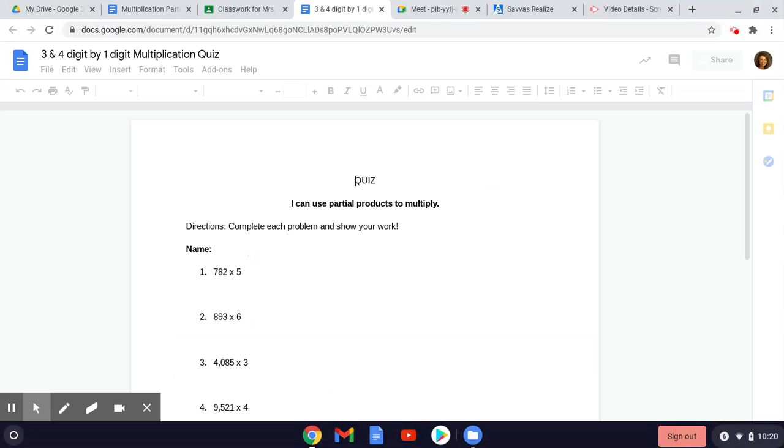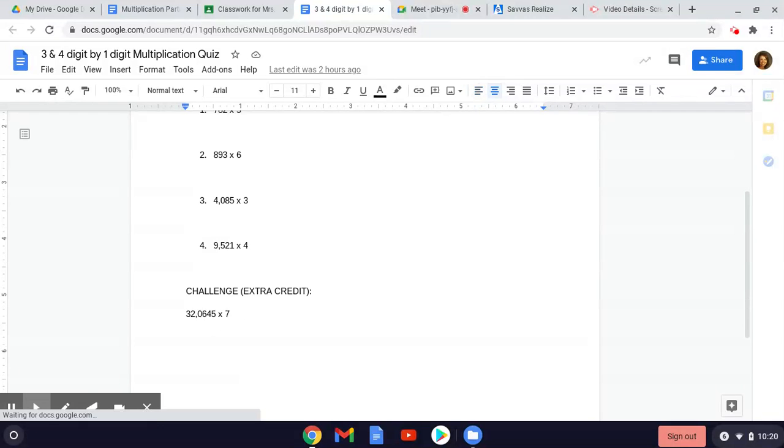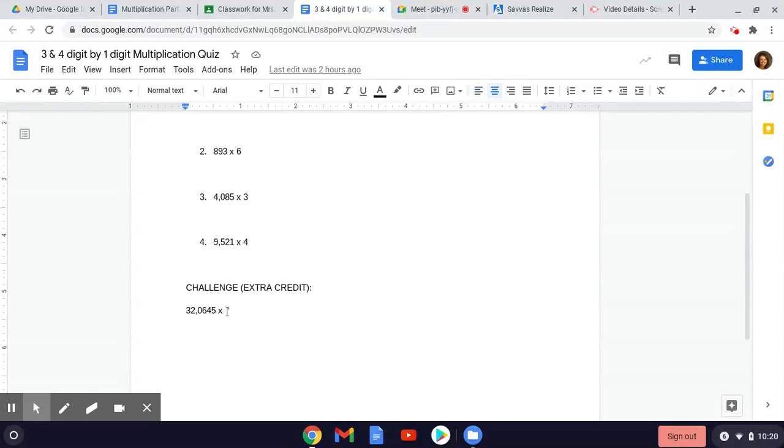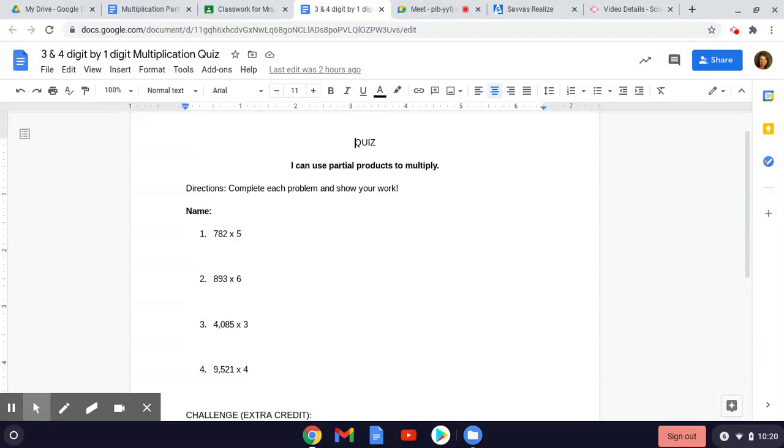So when you pull it up, it looks like this. You're going to write your name there. You see 2 of these problems are 3-digit by 1-digit. 2 of them are 4-digit by 1-digit. And I have a challenge, okay? That shouldn't be that many numbers. I don't know what happened, but you can try it with that. It was supposed to only be 5 digits instead of 6, but that's okay. But you can try that challenge and get extra credit for that, okay?